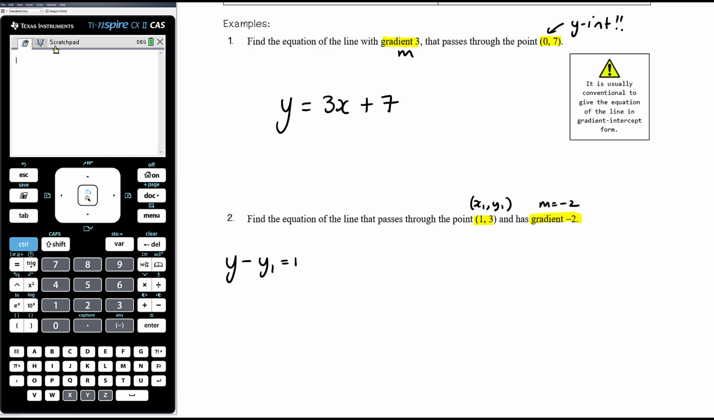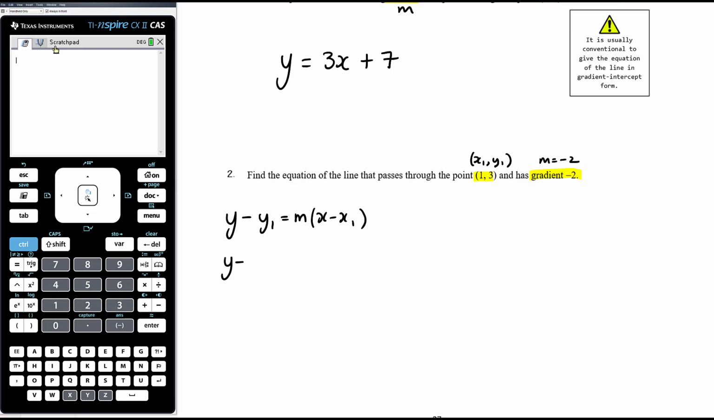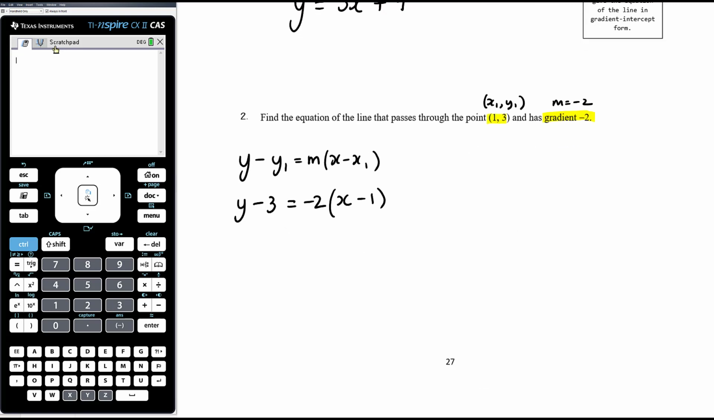y minus y1 equals m times x minus x1. So subbing in our point, x1 and y1, y1 is 3, so it's y minus 3, the y coordinate of the point, equals the gradient, which is negative 2, times x minus the x coordinate of the point, which is 1. We've now put all our information straight into the equation.